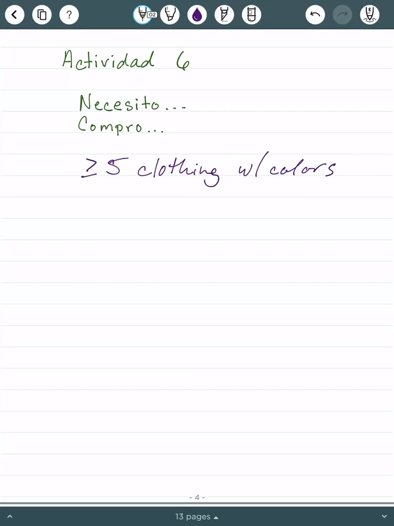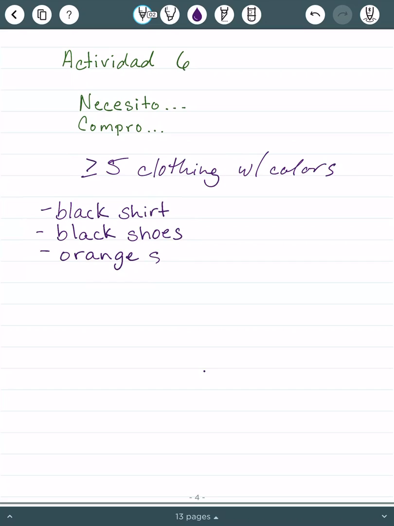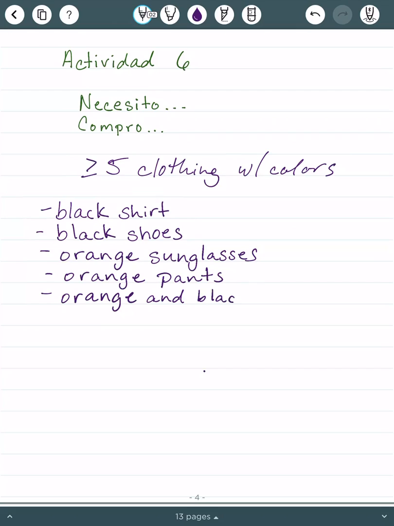So this is the point where normally I would say, hey guys, give me some clothing items, but we're not there. So let's see, I'm going to say we need a black shirt. Let's go with some black shoes, some orange sunglasses, something else that's orange, orange pants, and let's pick something that is orange and black. Orange and black. Wow, that's cool.